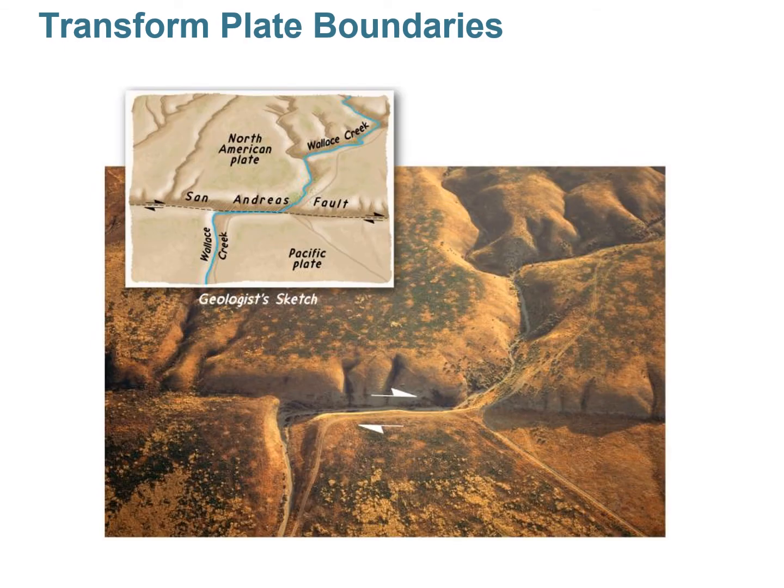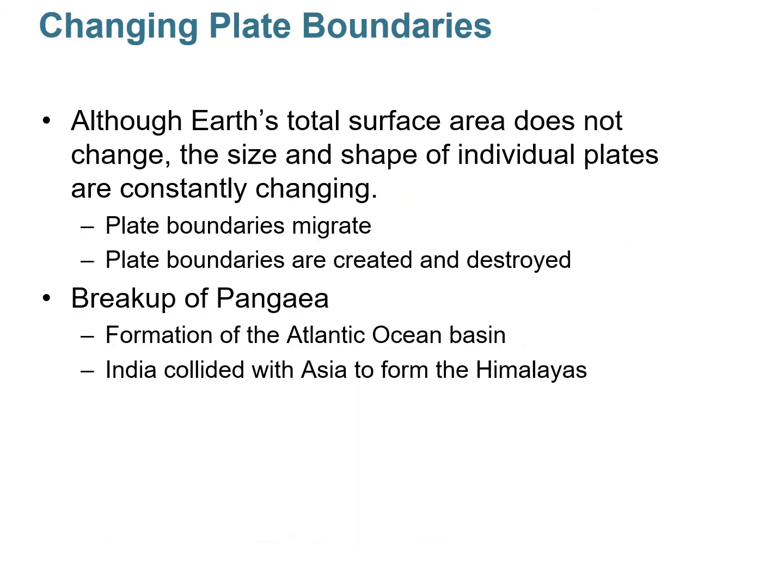Here's an example of the San Andreas Fault. This is Wallace Creek. It's a creek that runs close to the fault, and it used to run down in this direction, but because of the plate motion, now the river runs along the San Andreas Fault and down its original course, and it keeps changing because of the plate motion, which is incredible.